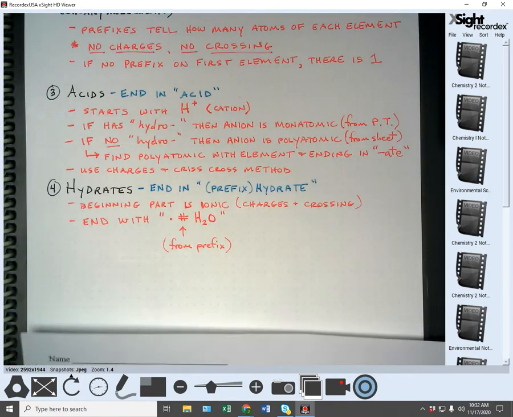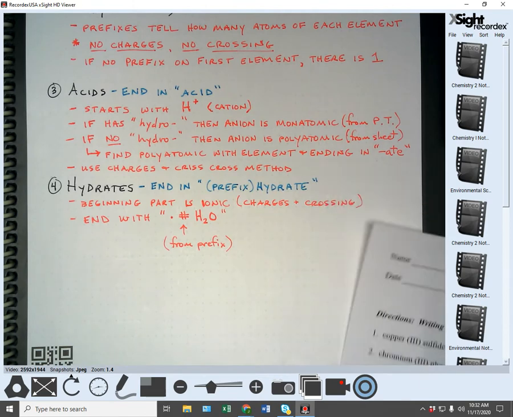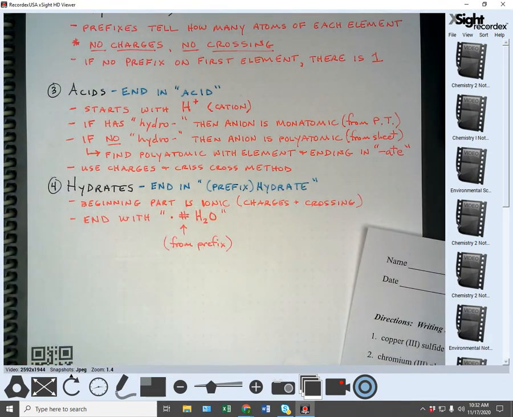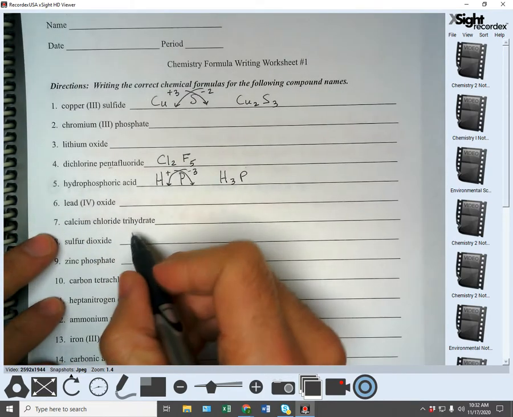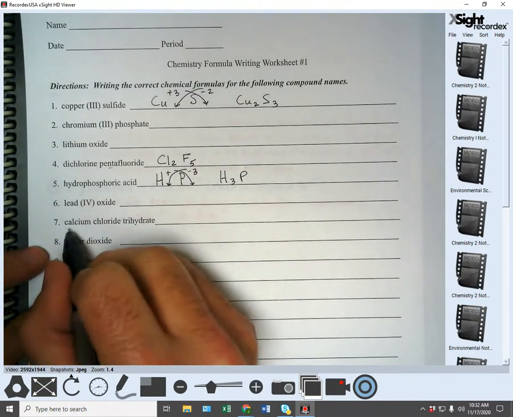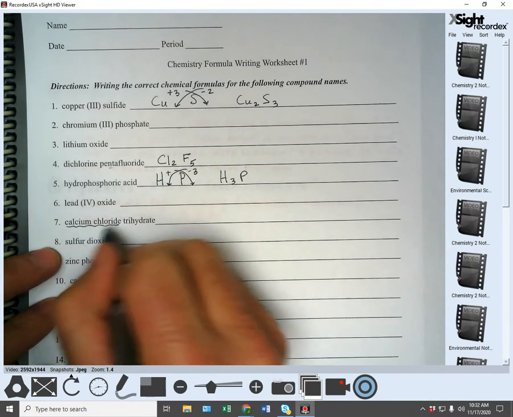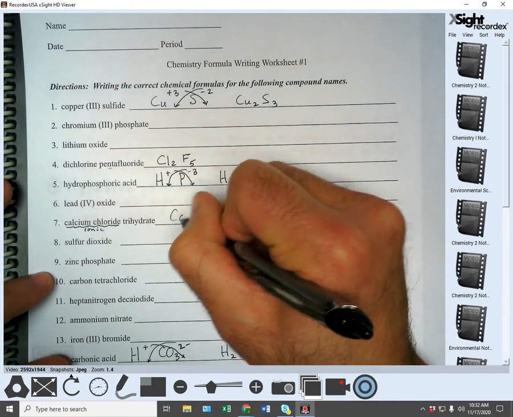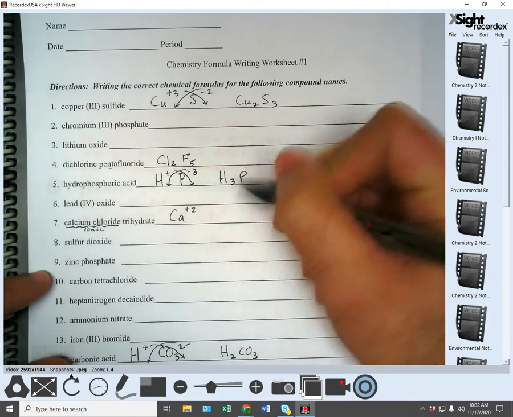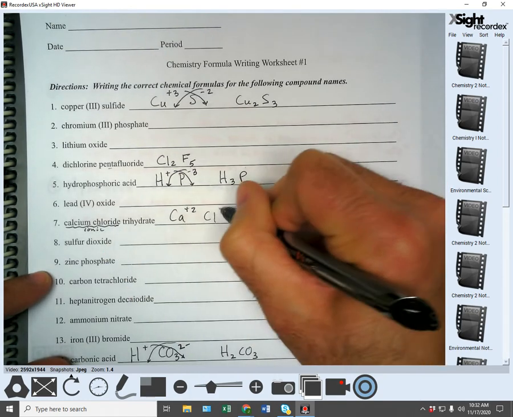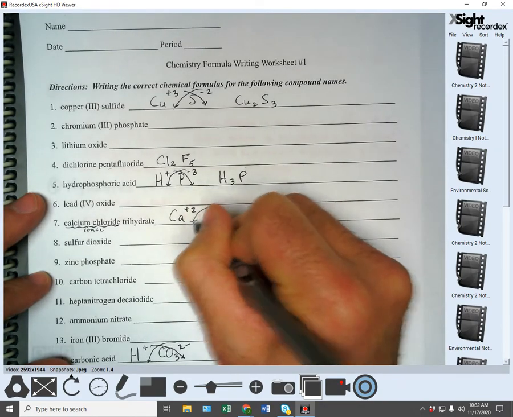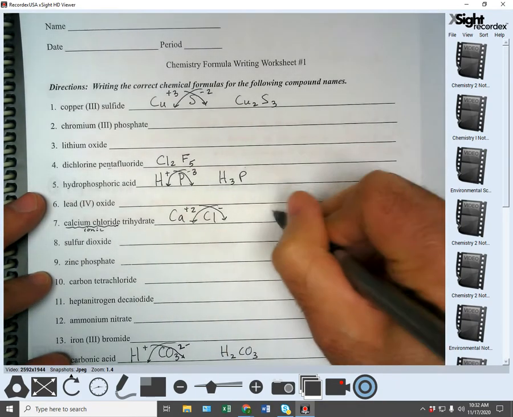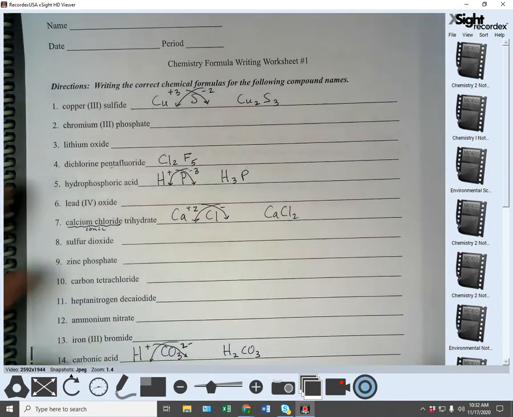Last one, hydrates. The beginning part is ionic, so you do it exactly like an ionic. You use charges in crossing. For example, number 7, calcium chloride trihydrate. The beginning part here is ionic, so I'm going to get charges in crossing. Calcium, I look up on my periodic table. Calcium is a +2. Chloride, again ide, look up on the periodic table. Cl -1. Cross down. I get CaCl2. That's the beginning part.